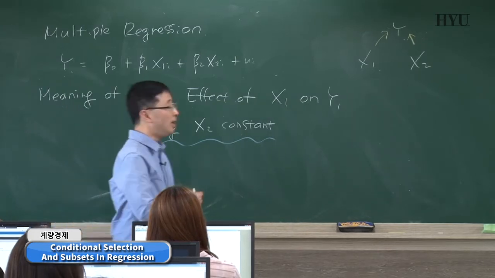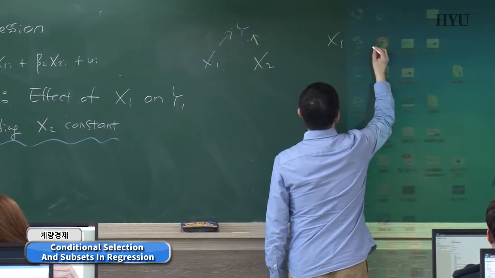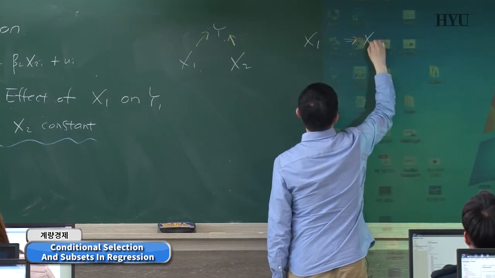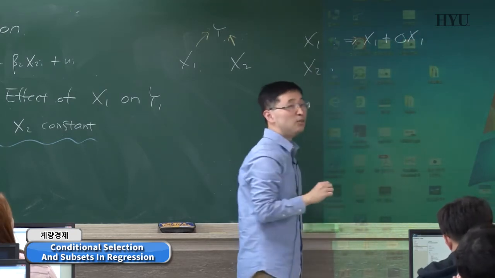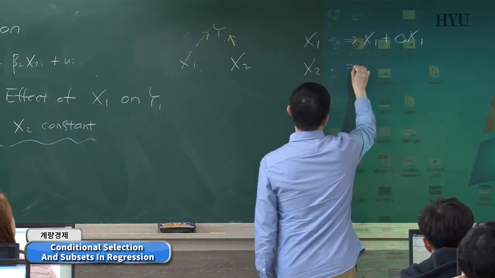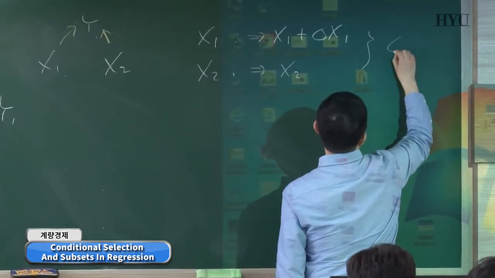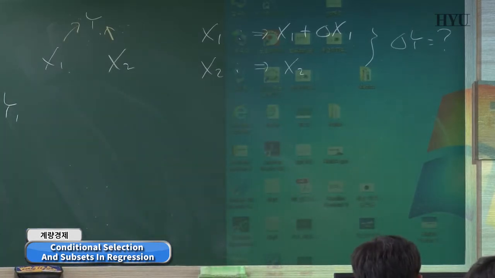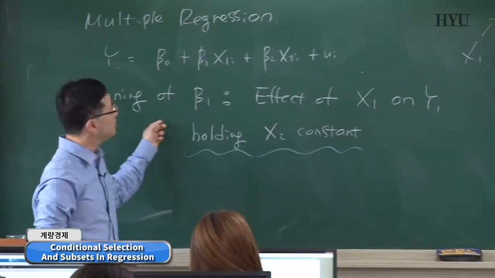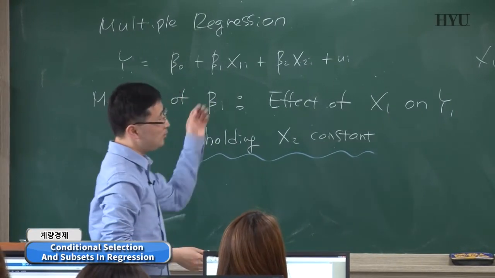So in this exercise, what I have in mind is I increase my x1 by a small amount but I don't change my x2 at all. It stays the same. Okay? Then my question is, what is the change in y? And here it says that's beta 1 times the change in x.